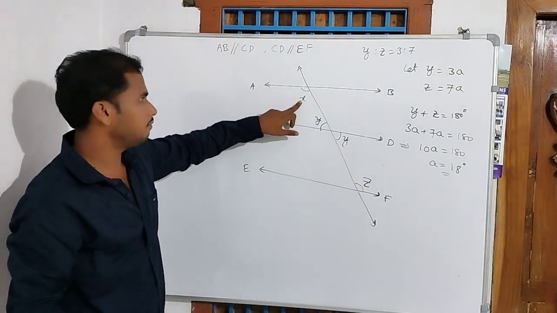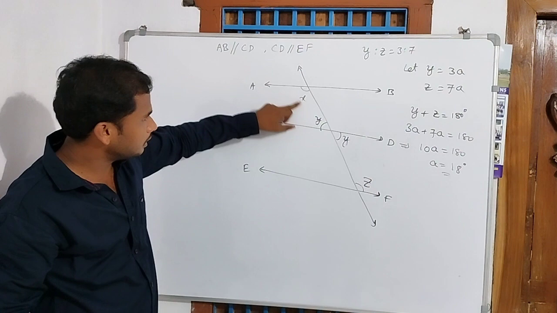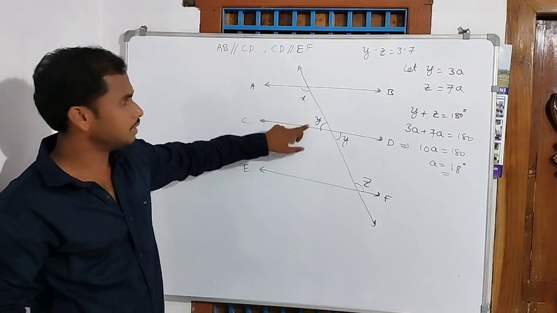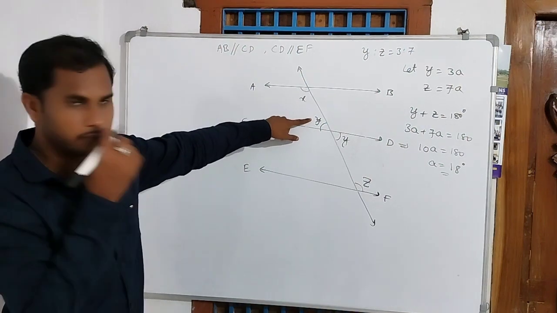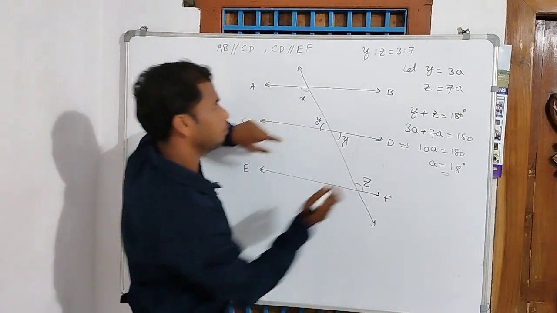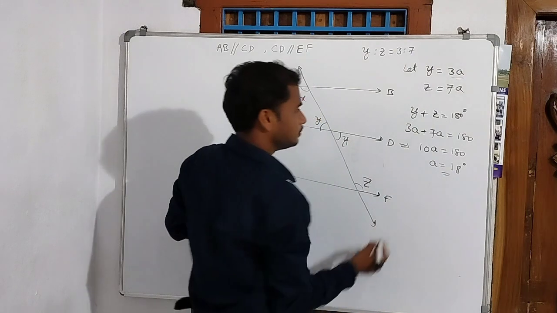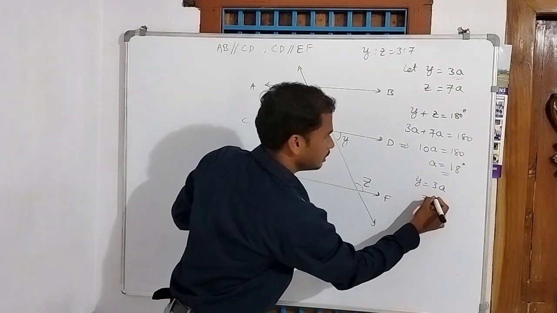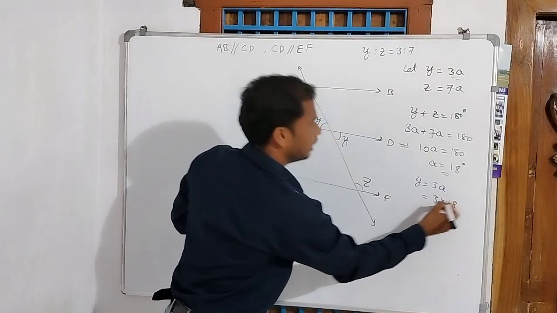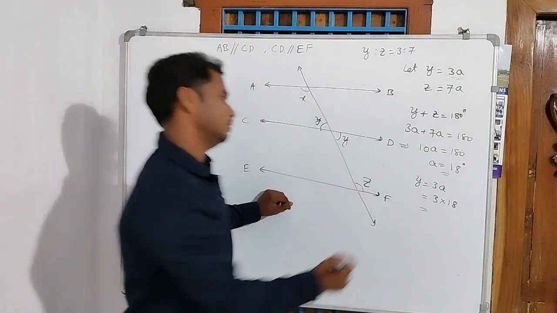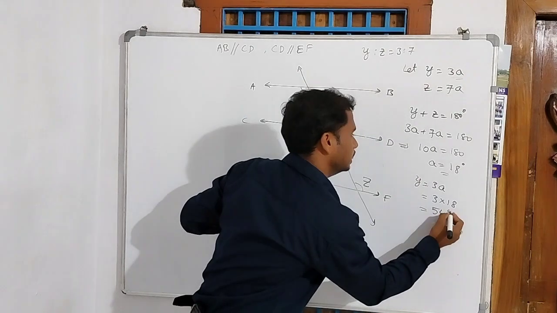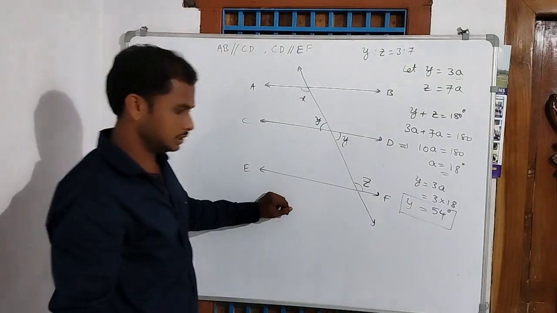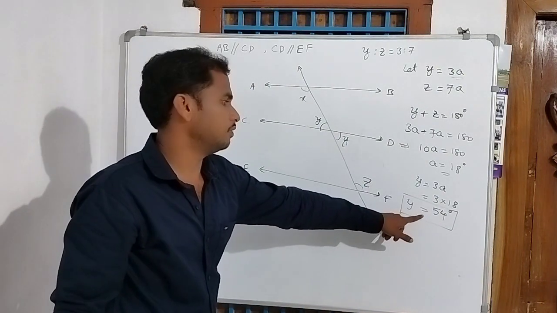Then what is the value of angle X? Here X and Y are co-interior angles. First of all, we find the Y value. We take Y as 3A, and we know A is 18. 3 into 18 is 54 degrees. That means angle Y is equal to 54 degrees.